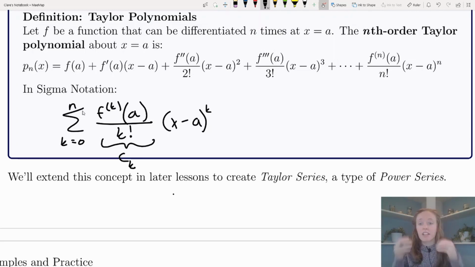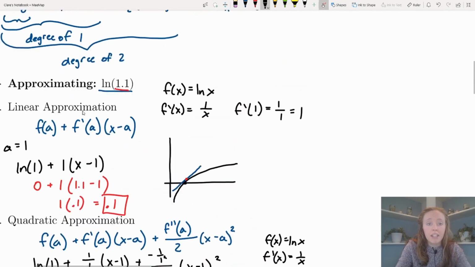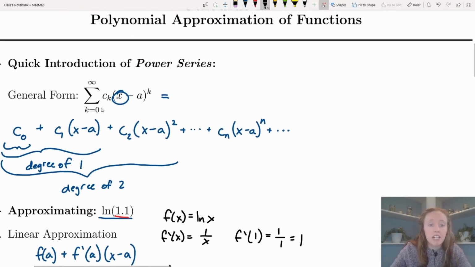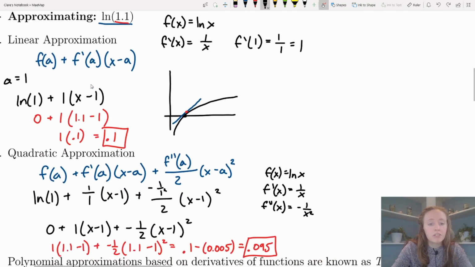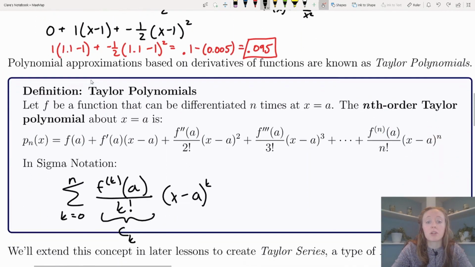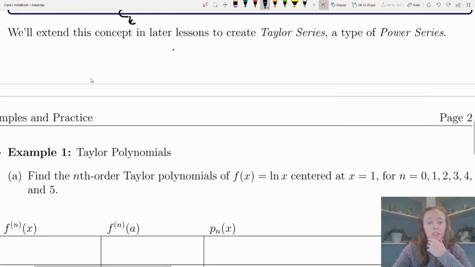So you can see that the kth derivative of a over k factorial is that constant c sub k from up above. So scrolling back up, if we took this towards infinity, you see that we have our c sub k, which we defined in our Taylor polynomials. There's a minus a to the k, but just for this worksheet, we're not going to infinity, we're just going to n. But hopefully you can see that relationship and then be able to build upon it in our later lesson. But for now, let's just focus on these Taylor polynomials to some nth degree.